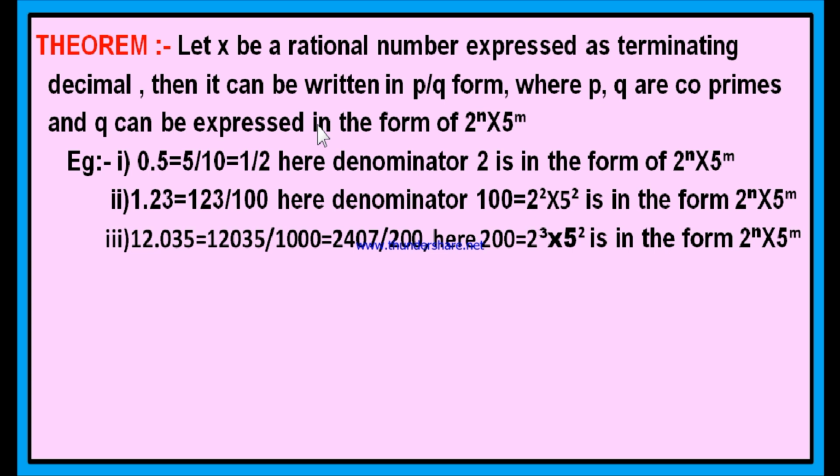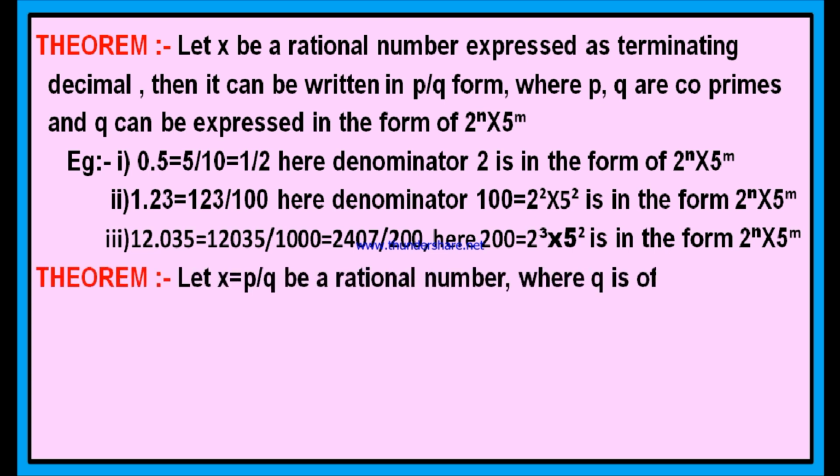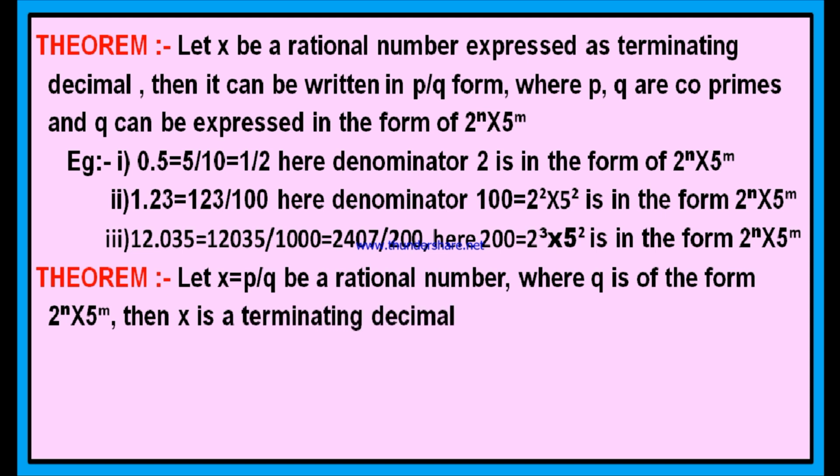Now look at another theorem. Let x equal p by q be a rational number where q is of the form 2 power n into 5 power m, then x is a terminating decimal. I shall repeat. Let x equal p by q be a rational number where q is of the form 2 power n into 5 power m, then x is a terminating decimal. Observe, this is nothing but the converse of the previous theorem.